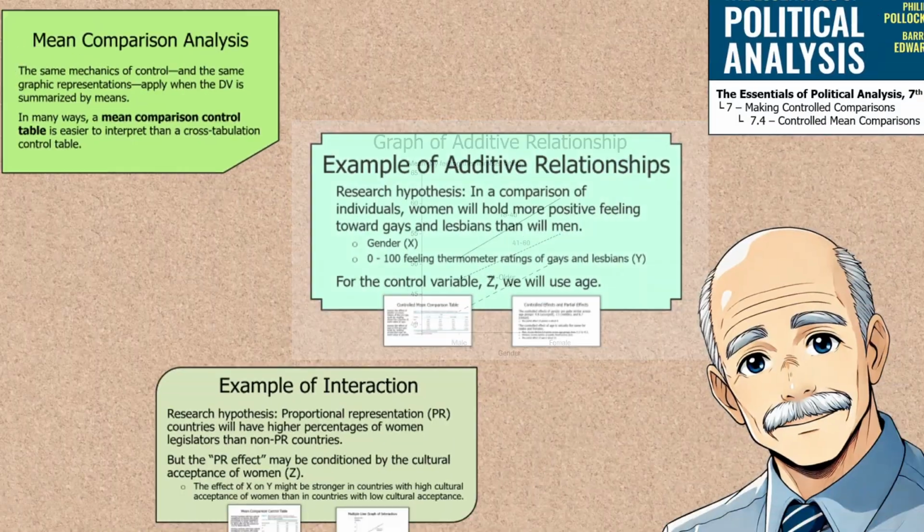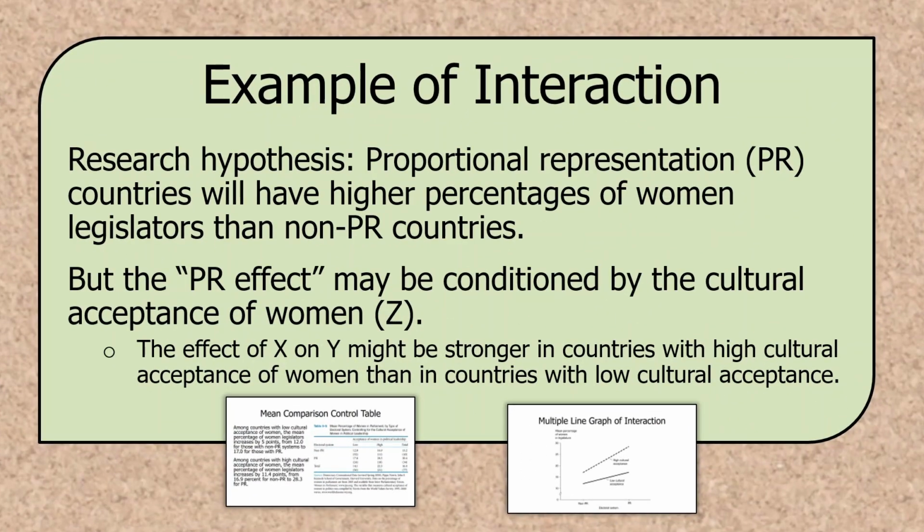All right, let's look at a different example, and this would be an example of interaction using mean comparison analysis. This is from comparative politics. Let's say we hypothesize that the type of electoral system that a country has, that is, proportional representation or non-proportional representation, may affect the percentage of women in parliament. And we hypothesize that PR countries will have higher percentages of women legislators than will non-PR countries. So PR systems, as you probably know, encourage multiple parties, and one could further hypothesize these systems encourage more diversity within the party lists, and that women may be more likely to be elected to parliaments under PR systems.